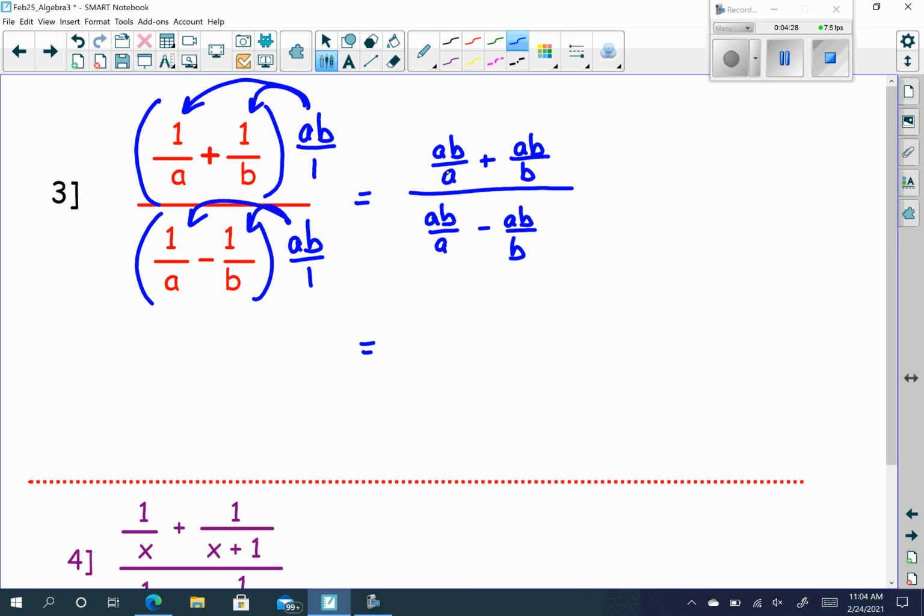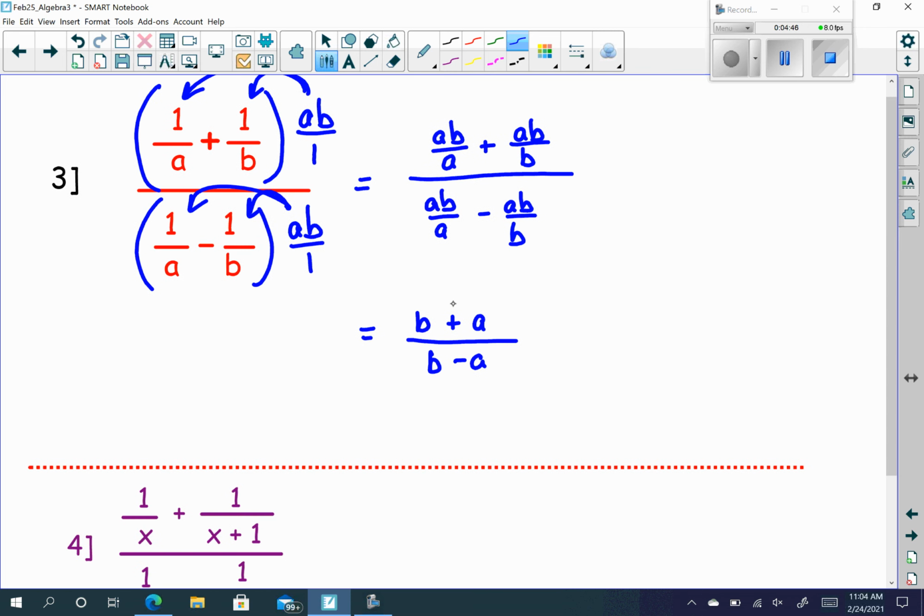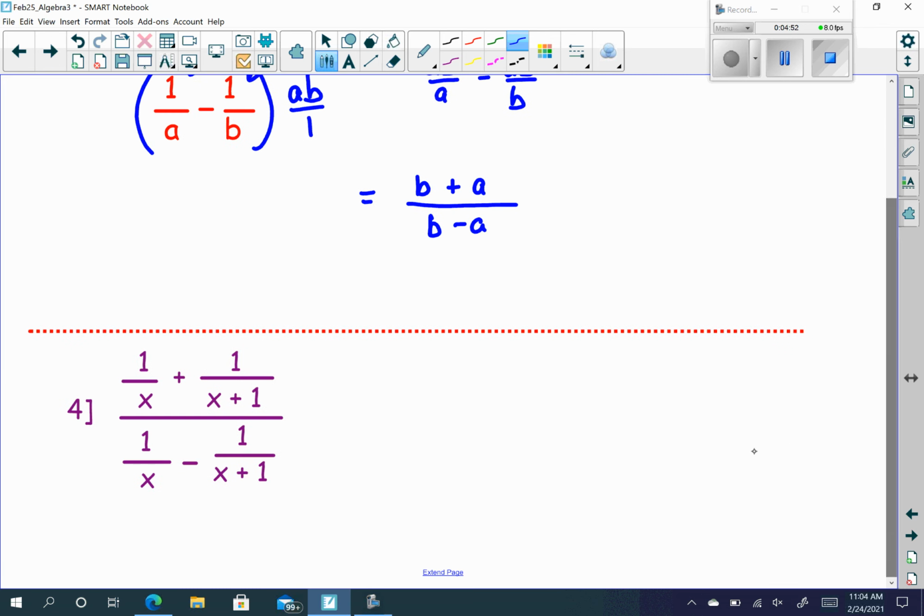So now these a's cross out, so I'm just left with b. Now over here the b's cross out, so I'm left with a. In our denominator, the a's cross out, so I'm left with b minus, what do you guys think? An a. And that is our final answer. Now we could have gone straight to this, but like I said, I wanted to show this step just in case you needed to see how we were coming up with that final answer.